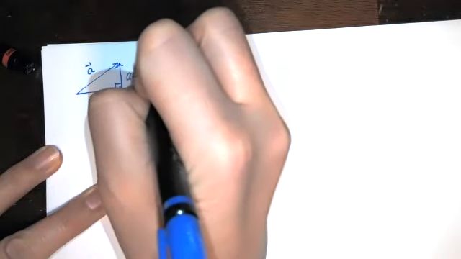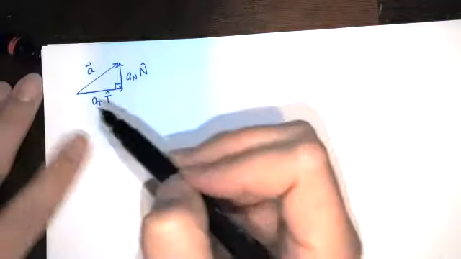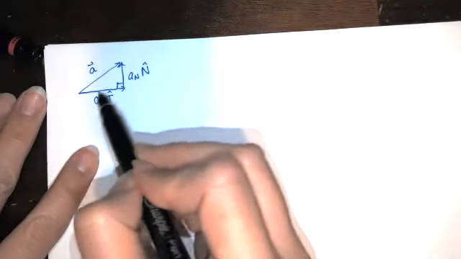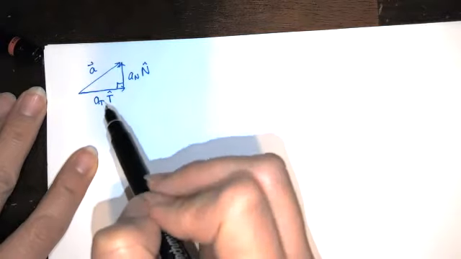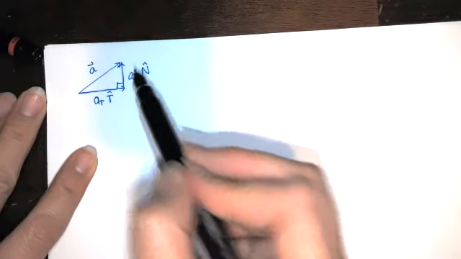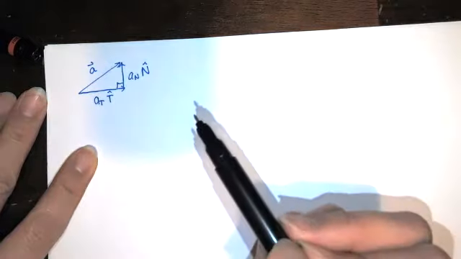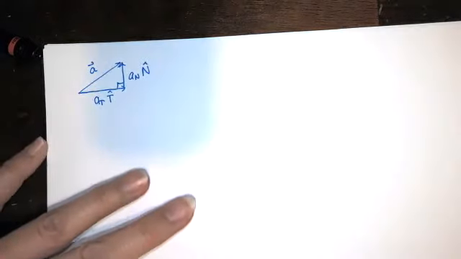If this is your acceleration vector, thinking of it as being split into 2 components. One is a sub t times t hat, and perpendicular to that is a sub n times n hat. The magnitude of this vector is just the magnitude of this, because t hat is just 1 unit long, right? The magnitude of this vector is just a sub n. So this squared plus this squared equals this squared. It's just a right triangle.